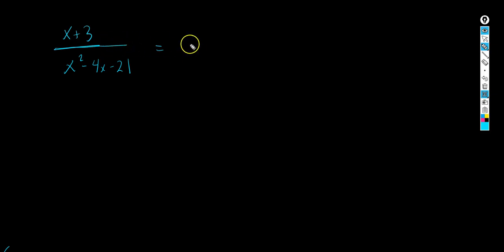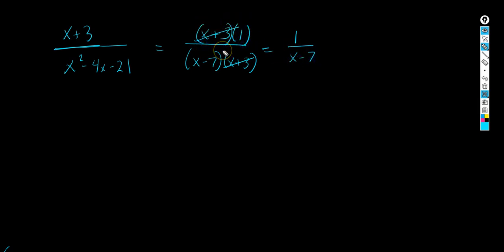So the numerator, there's nothing I can do with that. But the denominator, I can factor that. Two numbers that multiply together to give me negative 21, but at the same time add up to give me negative 4. Well, that would be negative 7 and positive 3. And now these will cancel, and I'll be left with just 1 in the numerator, x minus 7, because I could have rewritten that like that. And that's my reduced form.